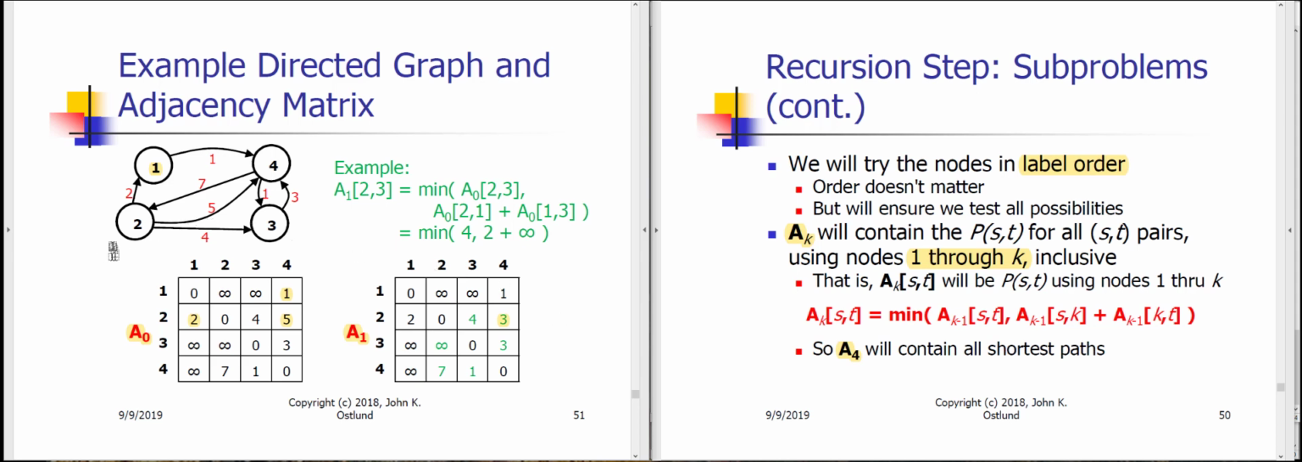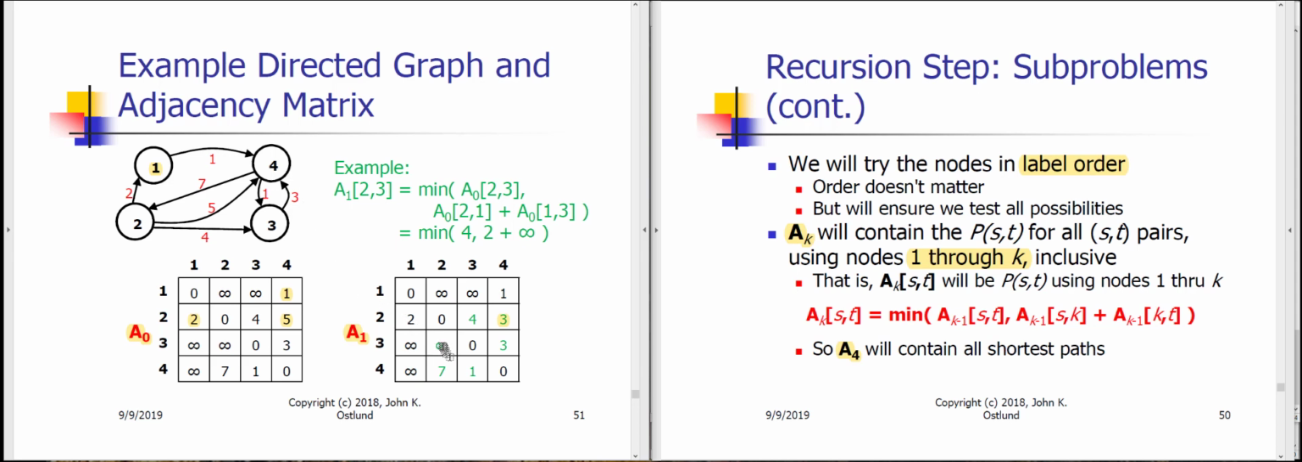Let's see if that makes sense. So we're going from node 2 to node 4. We see that there is a direct route that costs us 5 hours, if these are towns. However, if we go from 2 to 1 to 4, that's only going to take 3 hours. All right, so that's an improvement.